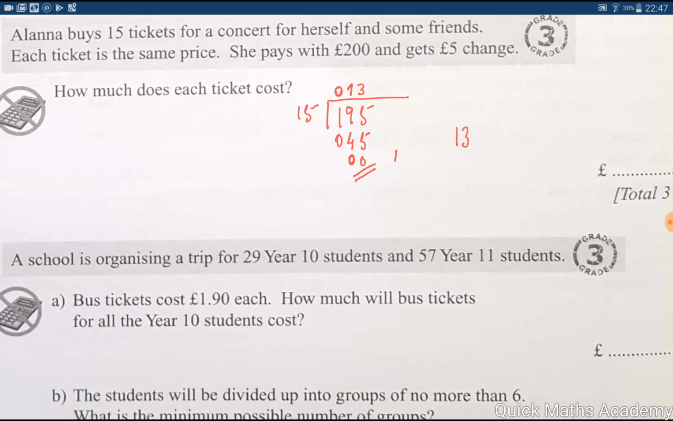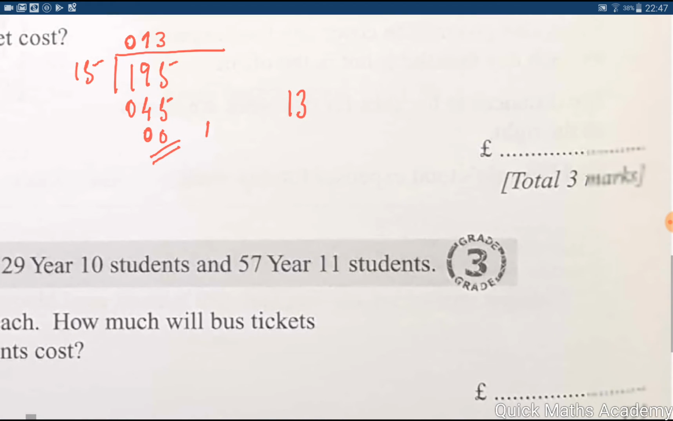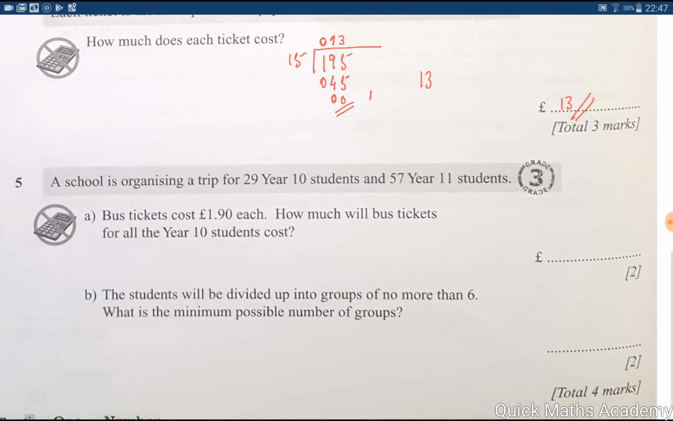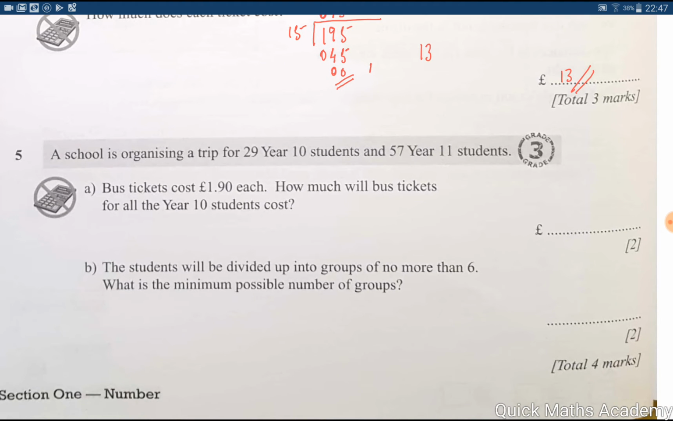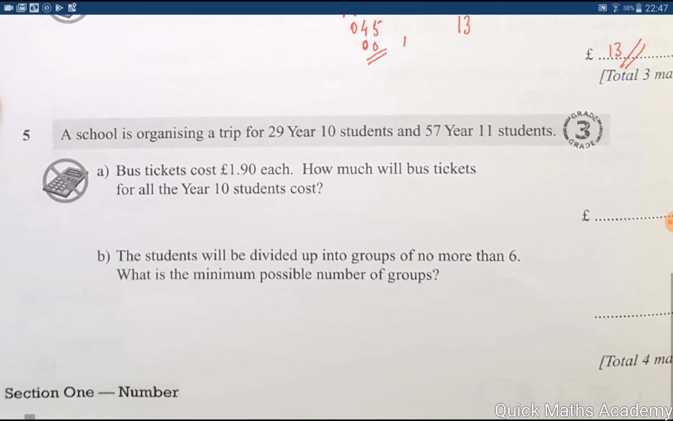So how much does each ticket cost? Well, it costs £13. There you have it. And finally, number 5.